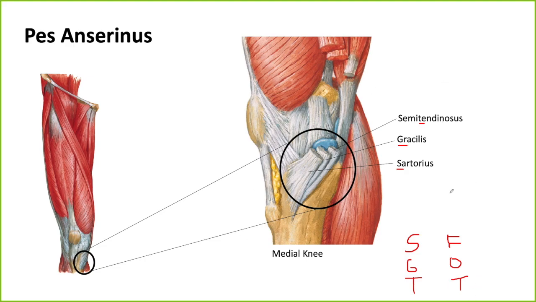So that's another way of knowing, if you know this mnemonic and you know what other muscles are within these compartments, it can help you know what nerve goes to it.